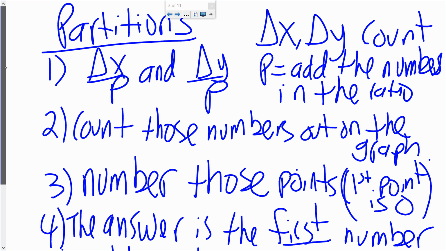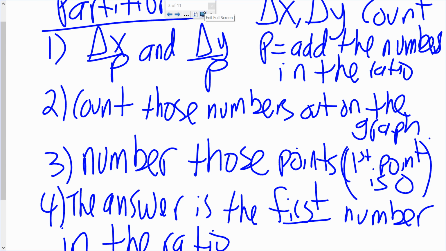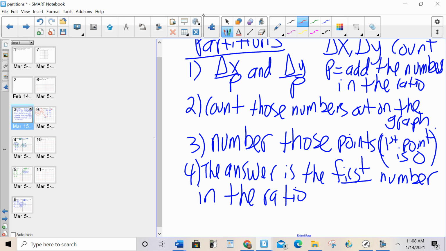Your classwork/homework is to finish partitions. We're going to practice it more tomorrow. Not that we need it, but it's so important that I want to give us some extra time to practice it to make sure that we can get this right over and over again.